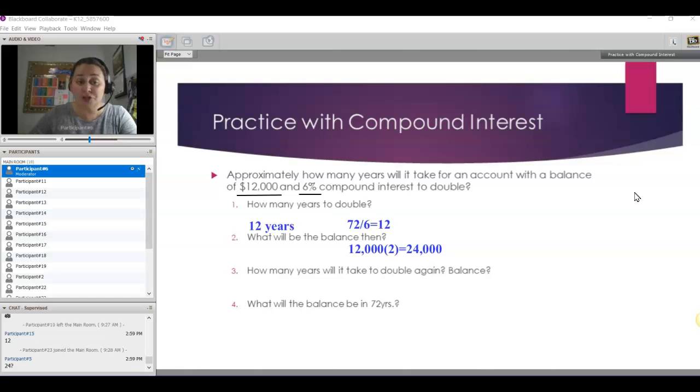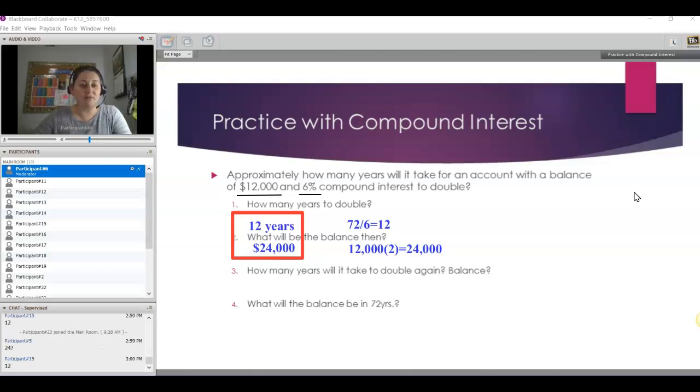And if you get 1 and 2, you're in good shape, because these are the numbers that you are going to work with when you are working with 3 and 4. Okay. So those numbers right here are what you're going to work with for 3 and 4. So now 3 and 4 is asking me, how many years will it take to double again? Well, how many years did it take to double the first time?